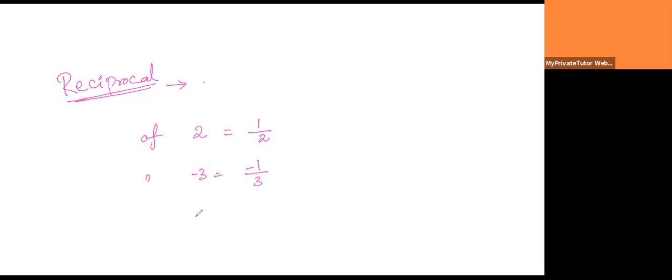For a fraction, for example, what is the reciprocal of 5 by 2? It is 2 by 5. So that's what the reciprocal means. Reciprocal, in a sense, is 1 divided by the original number.